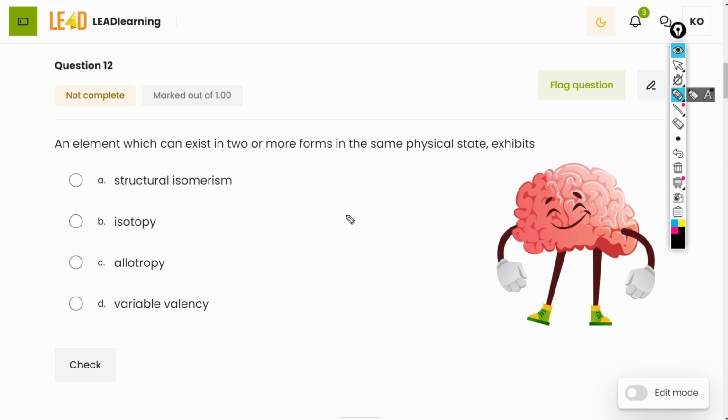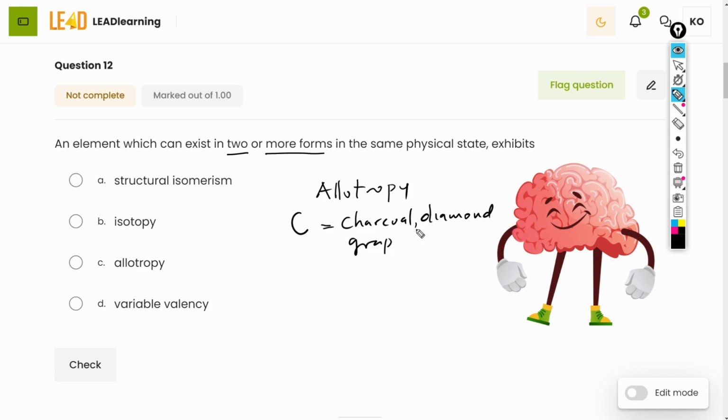Question 12. An element which can exist in 2 or more forms in the same physical state. Now this is the definition of allotropy. For example, carbon can exist as charcoal. It can exist as diamond. It can exist as graphite. Now, they are all forms of the same element, carbon.